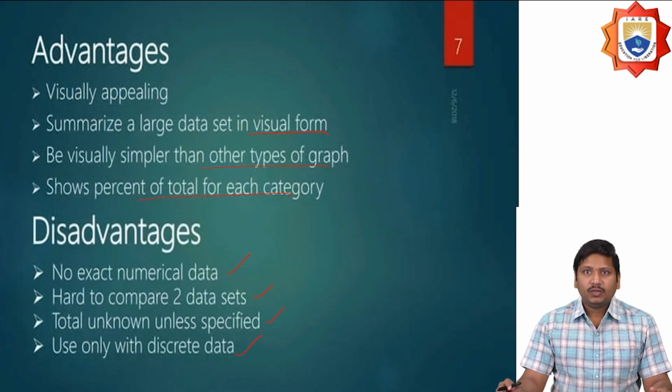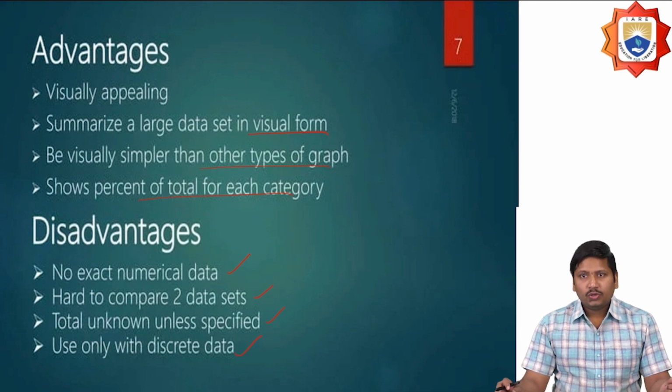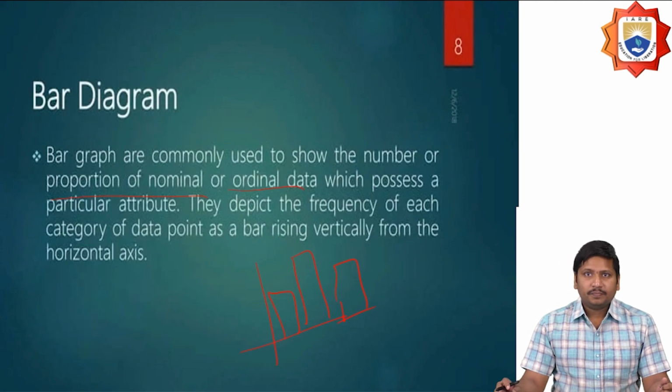So the advantages are that it is visually appealing, it can summarize large data into visual form, and it is visually simpler than other types of graphs. The disadvantages are that no exact numerical data is presented, it is hard to compare two data sets, and it is useful only for discrete data.